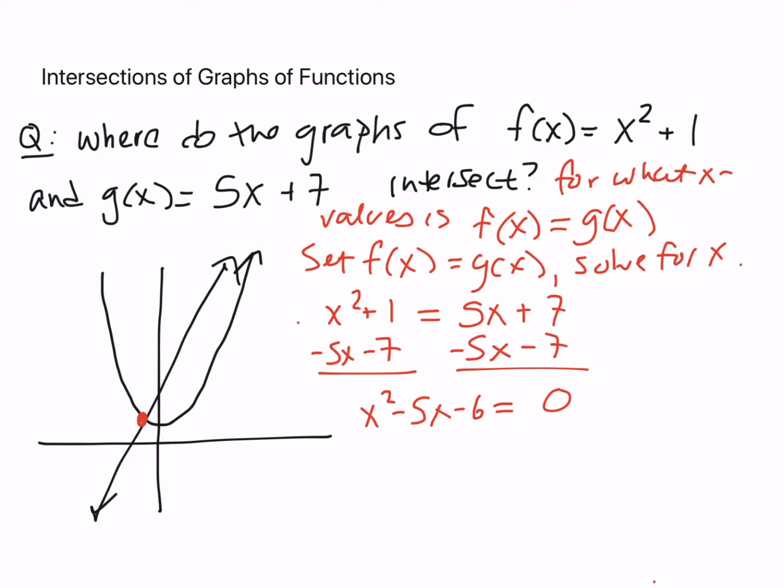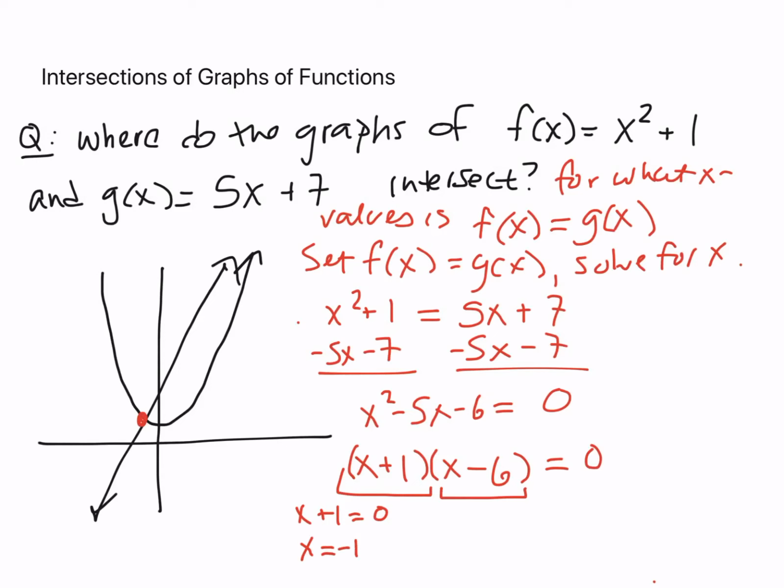To solve this, we can try to factor. Let's see, we need two numbers that will multiply to negative 6 and add up to negative 5. So 6 and 1 should work. And I want that term in the middle to be negative, so I'll give the negative to the bigger term. So x plus 1 times x minus 6. Solving for this is going to require us to set each factor equal to 0. When I solve the first one, I get x equals negative 1. And when I solve the second one, I get x equals 6.